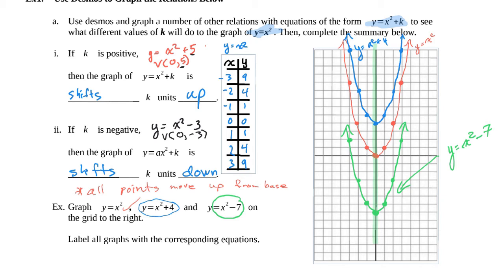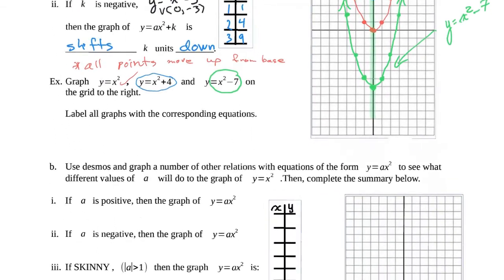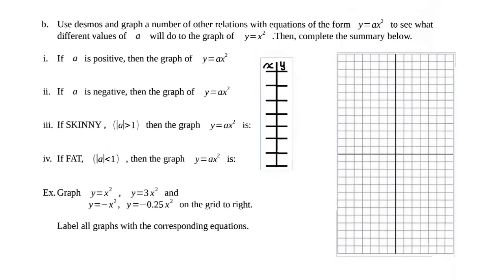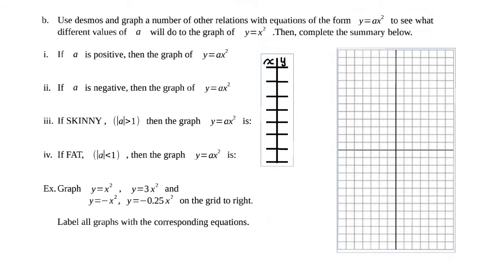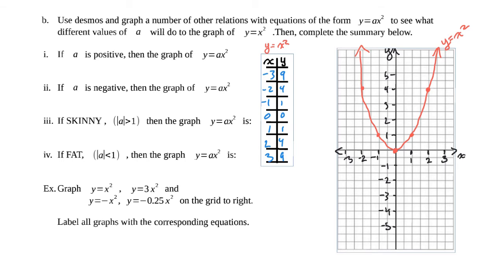The key idea is, if we have x squared plus a number, we move it up. If we have x squared minus a number, we move it down. So now, what happens when we have an equation that looks like this? y is equal to ax squared. What the heck actually happens? So now we are going to imagine that we have our base graph of y is equal to x squared. So make sure you label your graph and you identify all the key points.